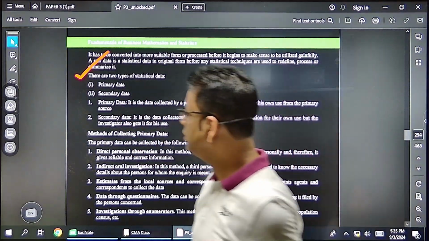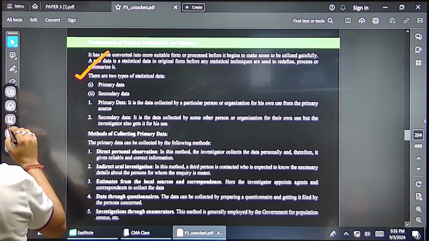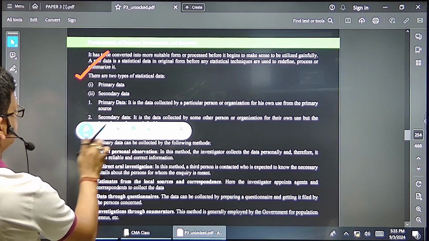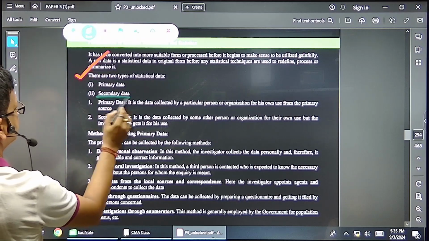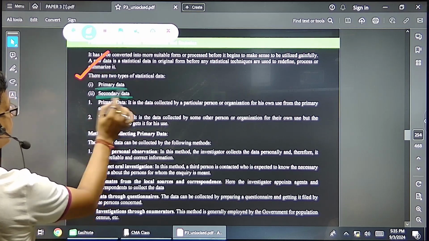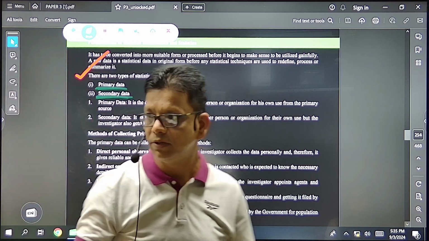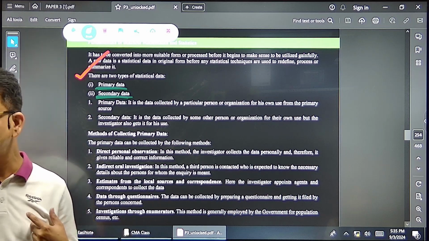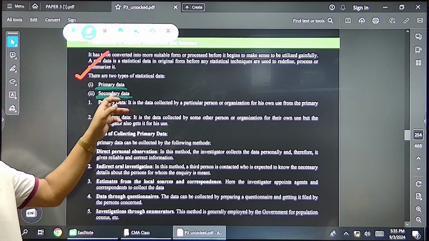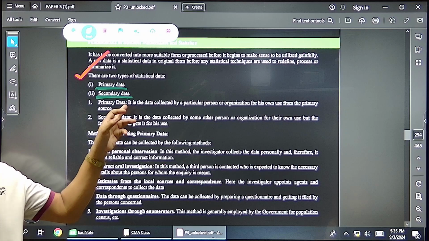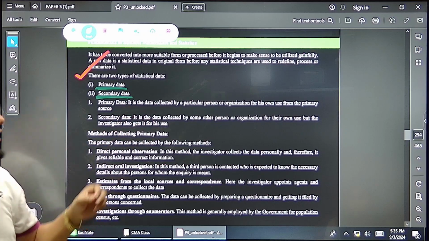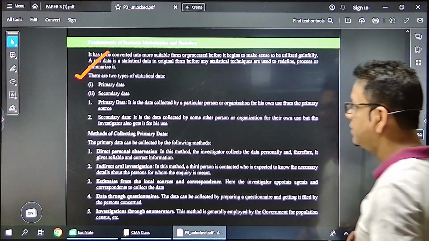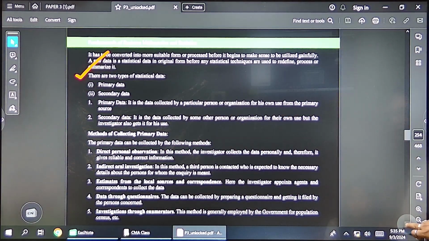It is written here already: when data is collected from a source, this is secondary data. When the data is collected by our own, it is primary data. As I told you, if I collect your ages or your weights on my own, this is primary data. If we collect it from some source, Google or any other source, then it is called secondary data. This is how data can be classified.